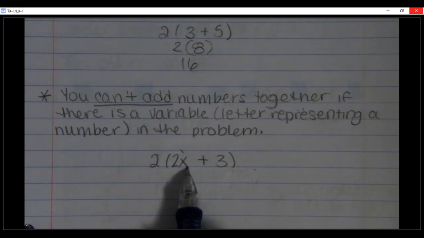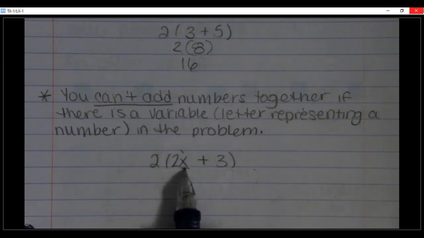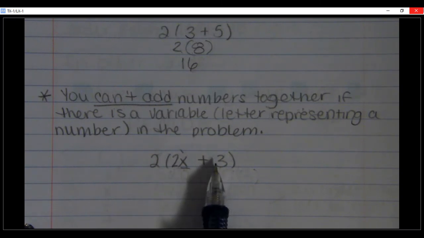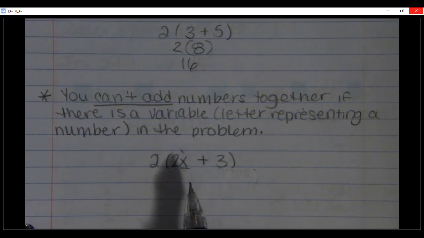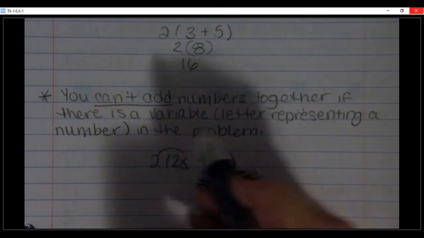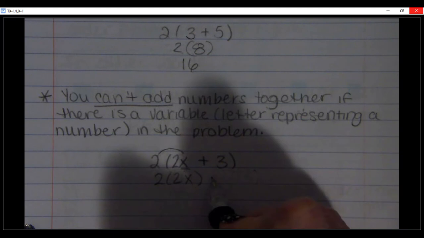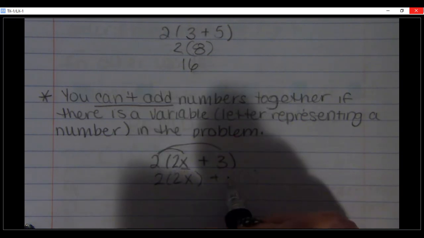But this x is what's called a variable. It's a letter that represents a number that we don't know. And if you have that variable, we can't add these together if this doesn't also have that same variable. You'll learn that later on, but I wanted to give you a brief flash into it. In this case, you're going to have to do distributive property. So you have 2 times 2x, and then 2 times 3.